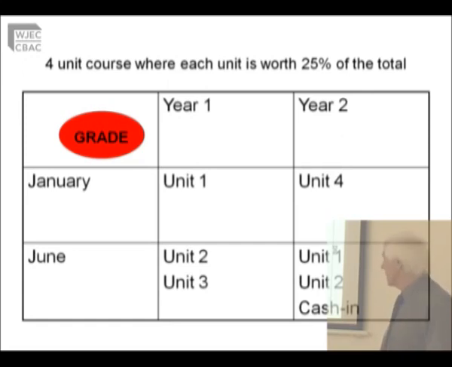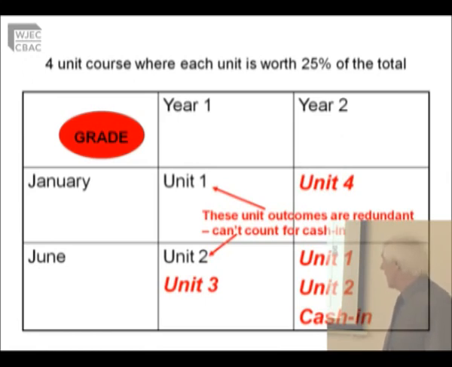And that's what he will get. He will get a cash-in based on the Unit 3 and the Unit 4 that he's done, and the Unit 1 and the Unit 2 that he did at the end. The Unit 1 and the Unit 2 he did in the first year can't count, because he's got to have 40% coming from that cash-in session. And that's where Unit 1 and Unit 2.